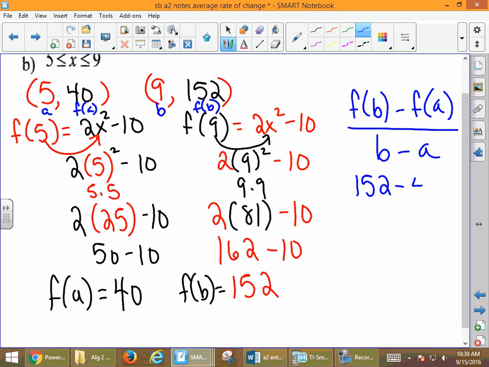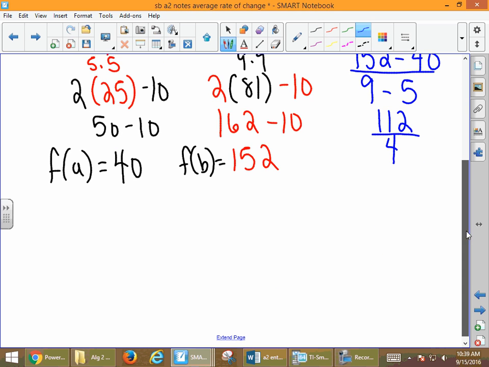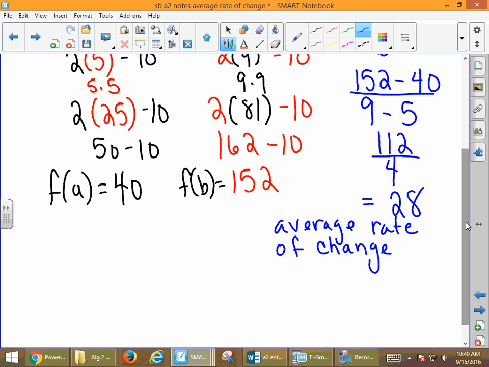152 minus 40 divided by 9 minus 5. 152 minus 40 is 112. 9 minus 5 is 4. And if I've divided correctly, that gives us 28. That's our average rate of change. But we had to do a little bit of work to get there. We had to find the missing values of our points to be able to calculate that.